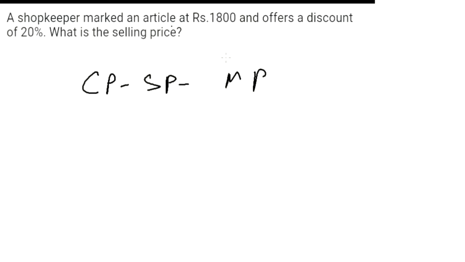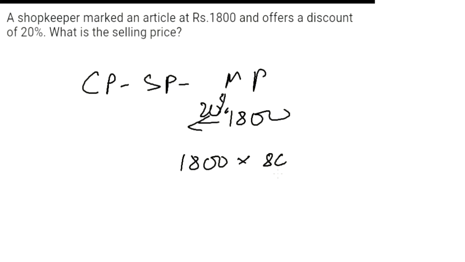It's simple as that. He says that he gave a 20% discount. So basically you can do it like this. 20% discount is like 80 by 100 of the mark price, which will give you SP. So 80 by 100 into 1800.